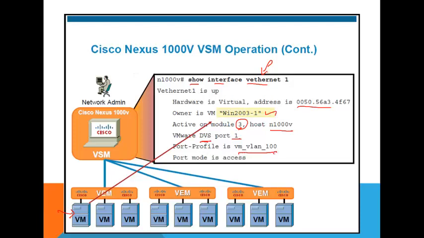This is the port profile name which was created on the VSM and assigned on the VEMs, on this particular virtual interface, vNIC. And always, when a virtual machine is connected to the vNIC, it cannot be a member of multiple VLANs, so it will be an access port. If it is an uplink port, then it will be a trunk port, whereas on this vNIC we will always have access.